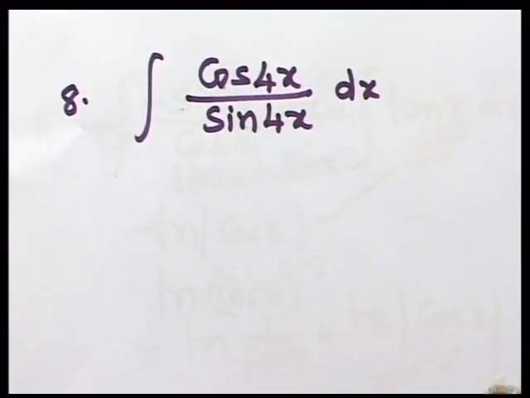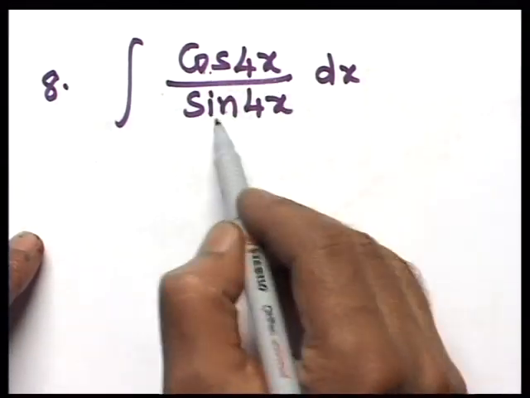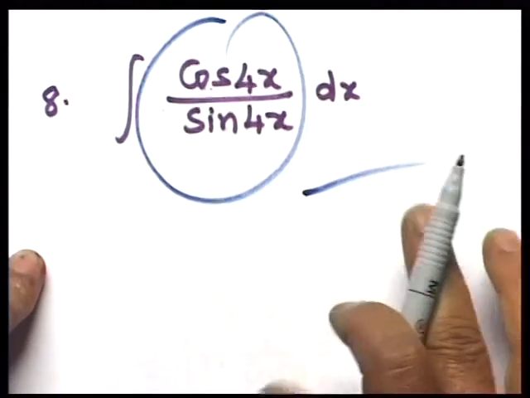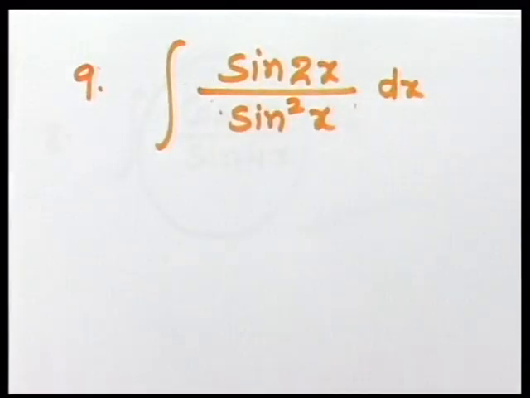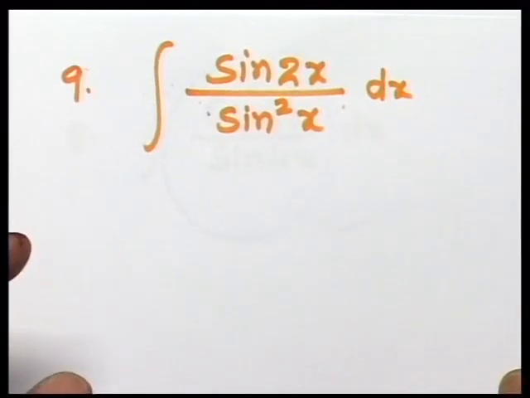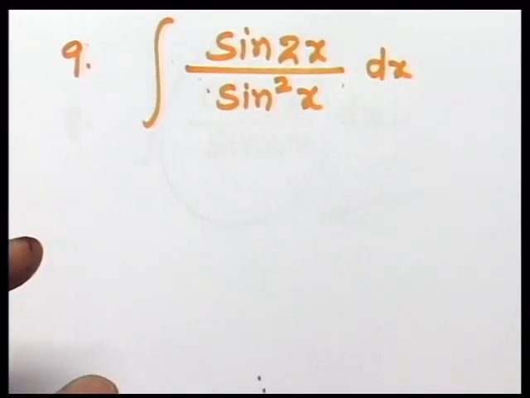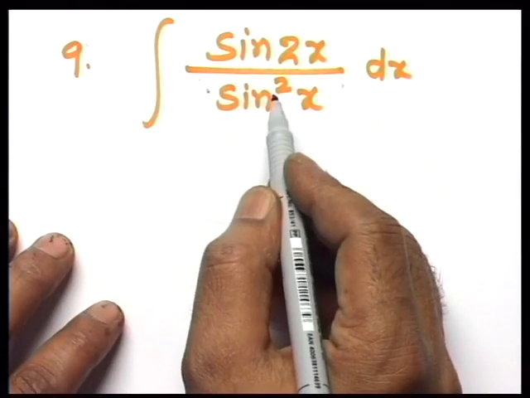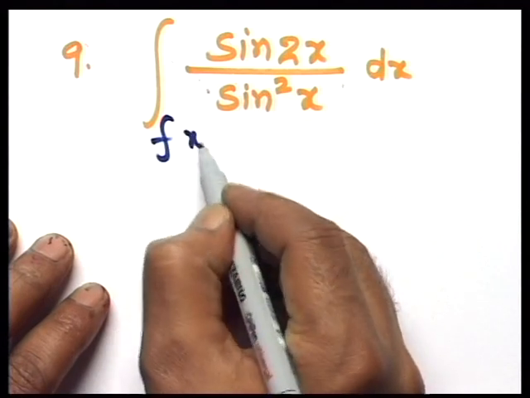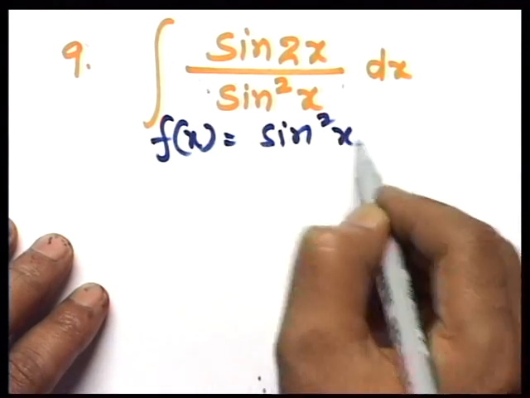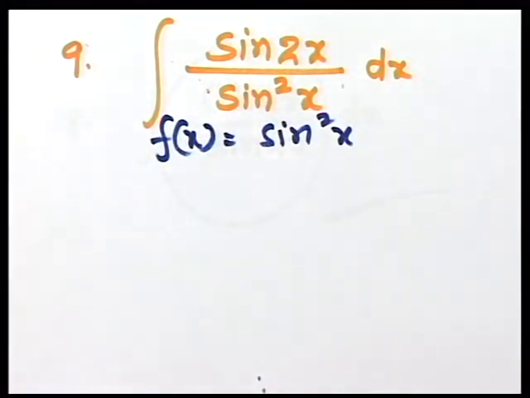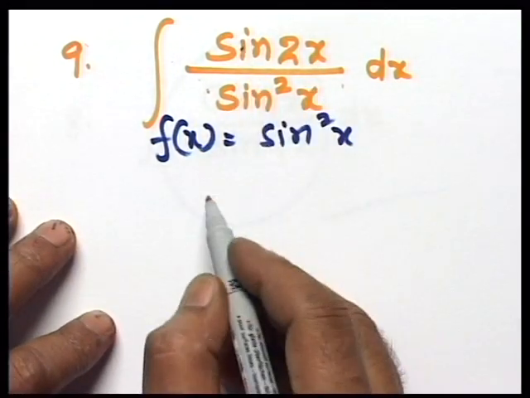What about that? You know, you can do that, isn't it? Cos 4x and sin 4x, right? You can do that. Then we have one more here. Sin 2x divided by sin square x. Let's go a bit slow, right? Let's take the denominator, call it function x is equal to sin square x. Let's differentiate this and see whether we get the numerator or not, right?